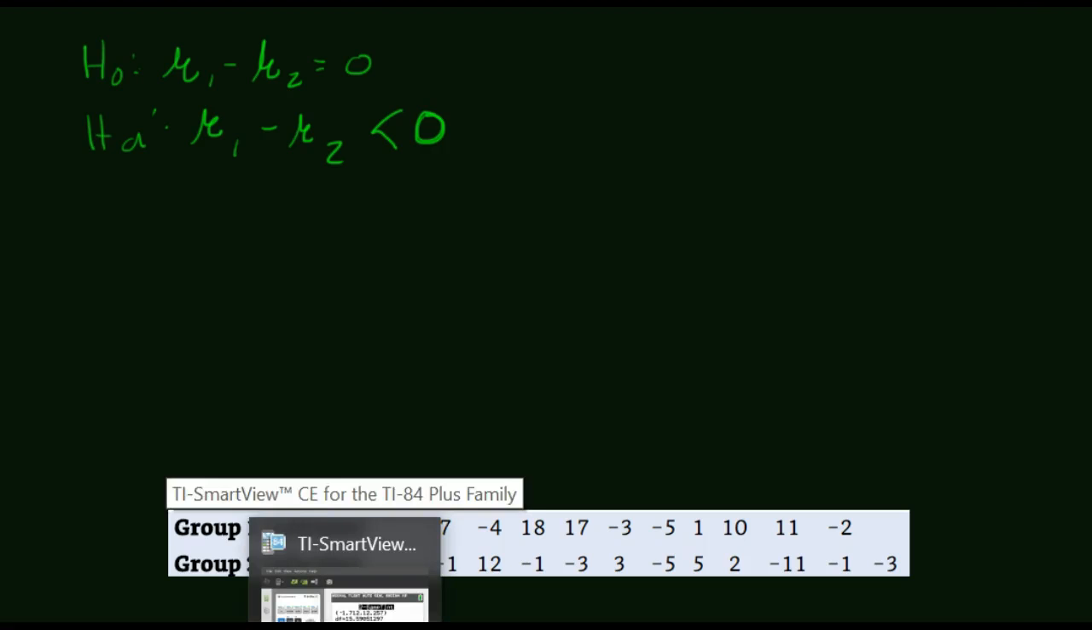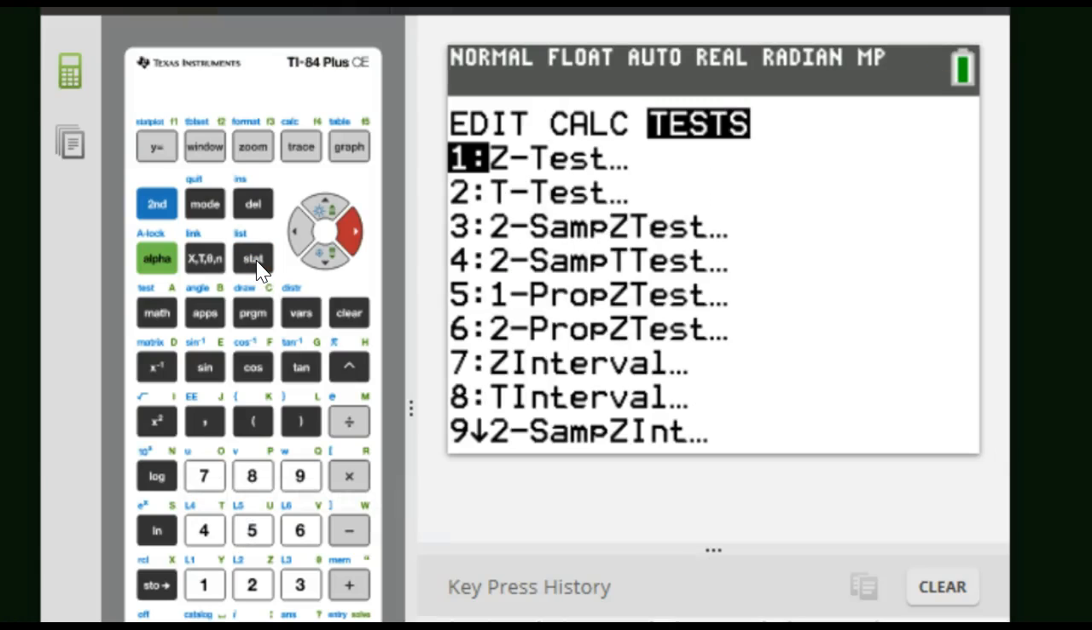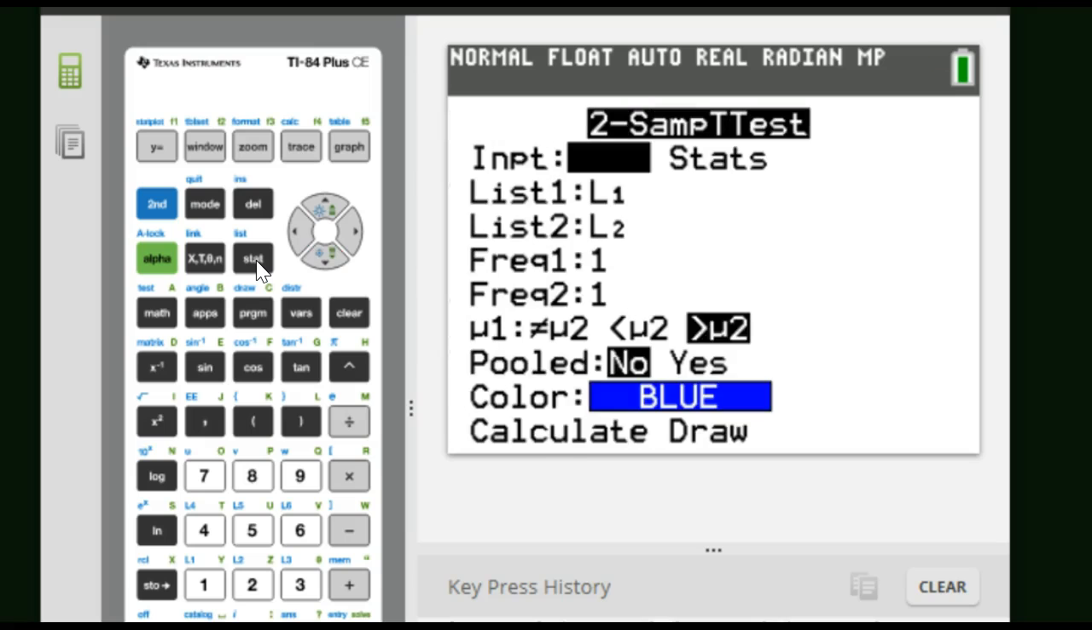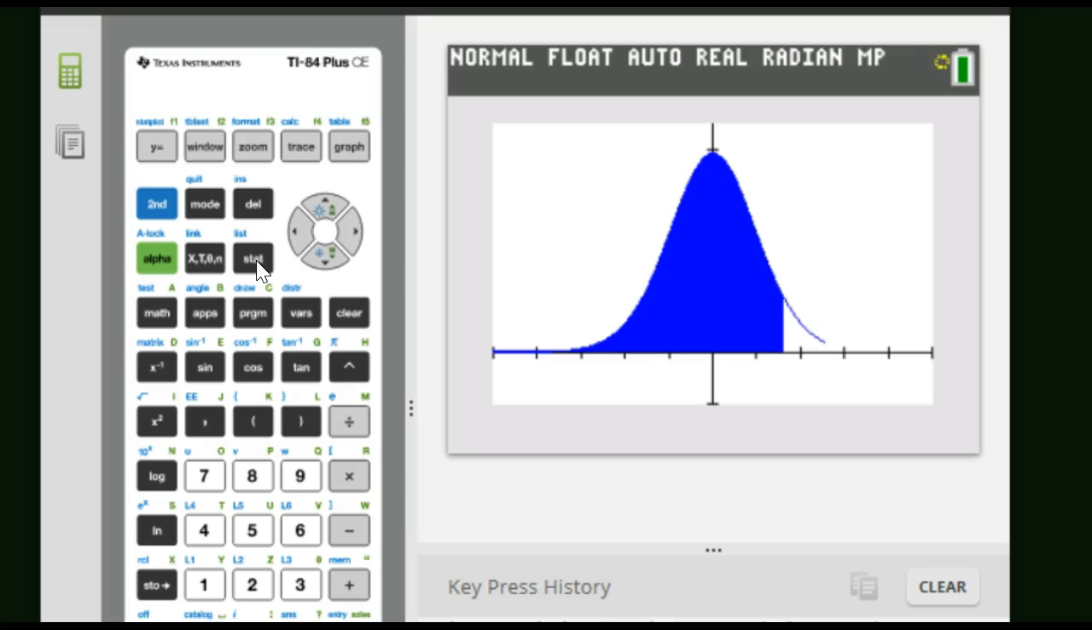So I go in and I grab stat, and now I'm going to do a 2 sample t-test, right? 2 sample t-test. Okay, and I have my data in L1 and L2. My frequencies are 1 and 1. I'm going to do a left-hand test. I say that my data is not pooled. And you guys seem to like the draw one, so I'll go with the draw. And here is my hump.